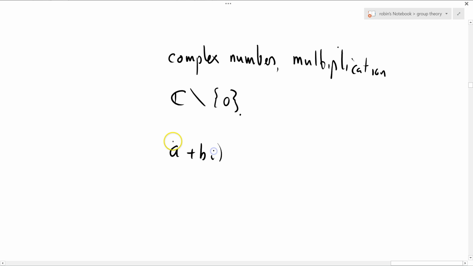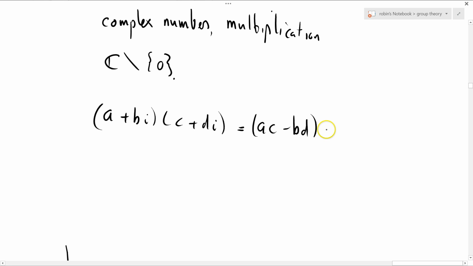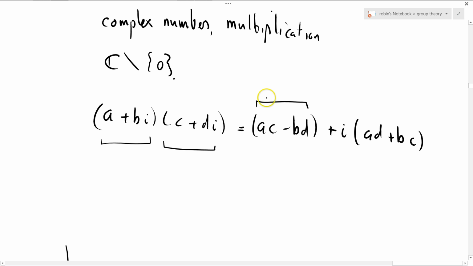a plus bi times c plus di, you'll have seen this before, equals ac minus bd, that's the real component, plus i times (ad, that's that term times that term, plus bc). So we've got two complex numbers there, and the product is, that's the real component, this number here, with this real component here and this pure imaginary component. Okay, well that's great. Let's just verify that they're a group.